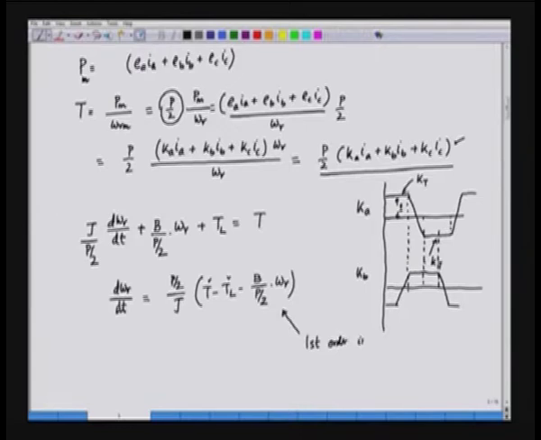First order integration to give us the value of omega r.